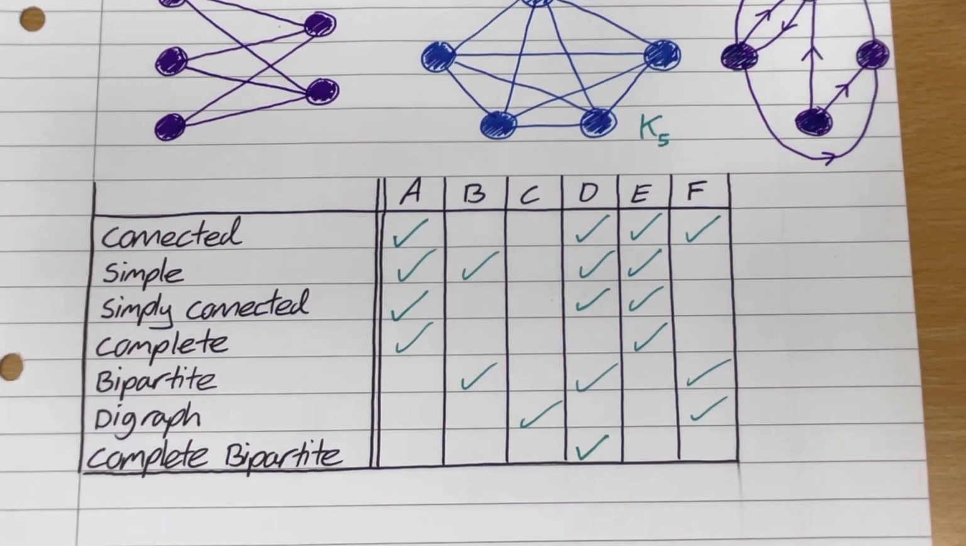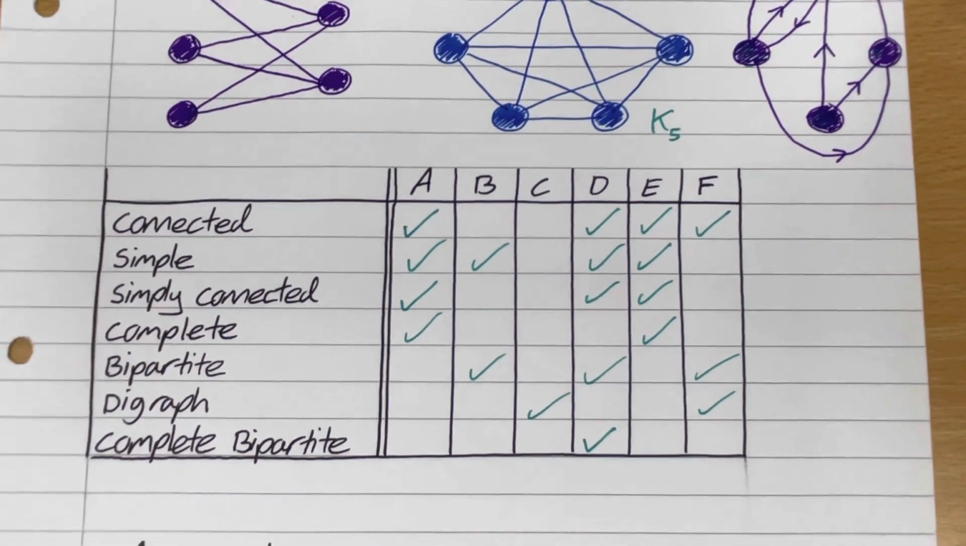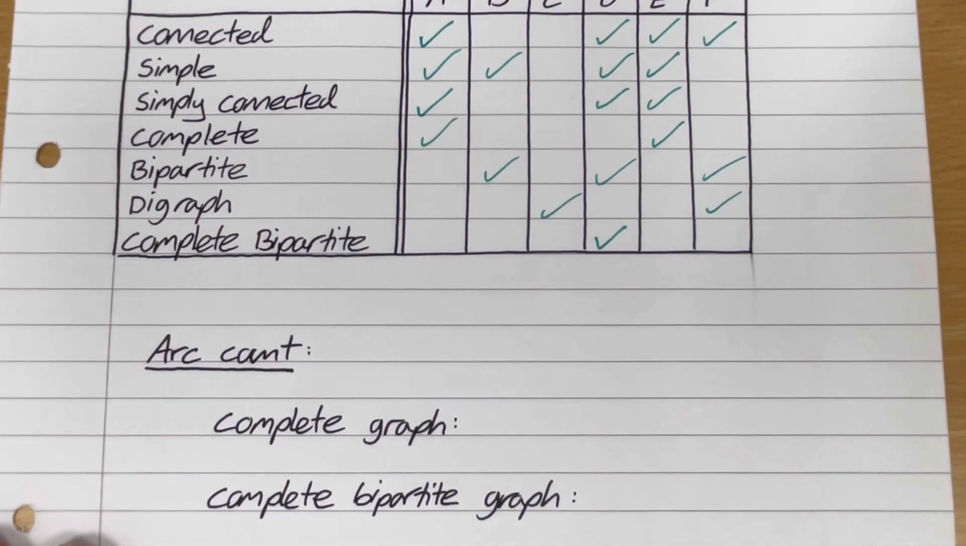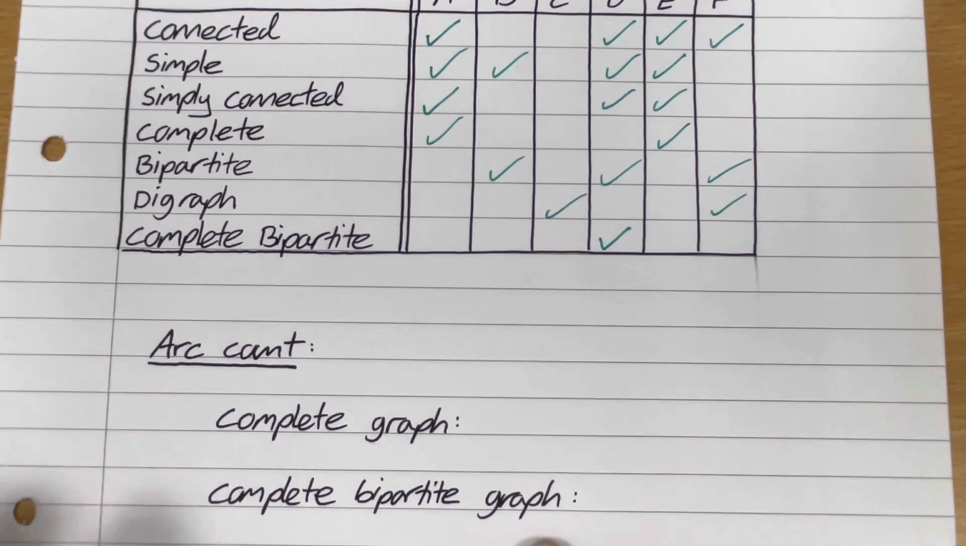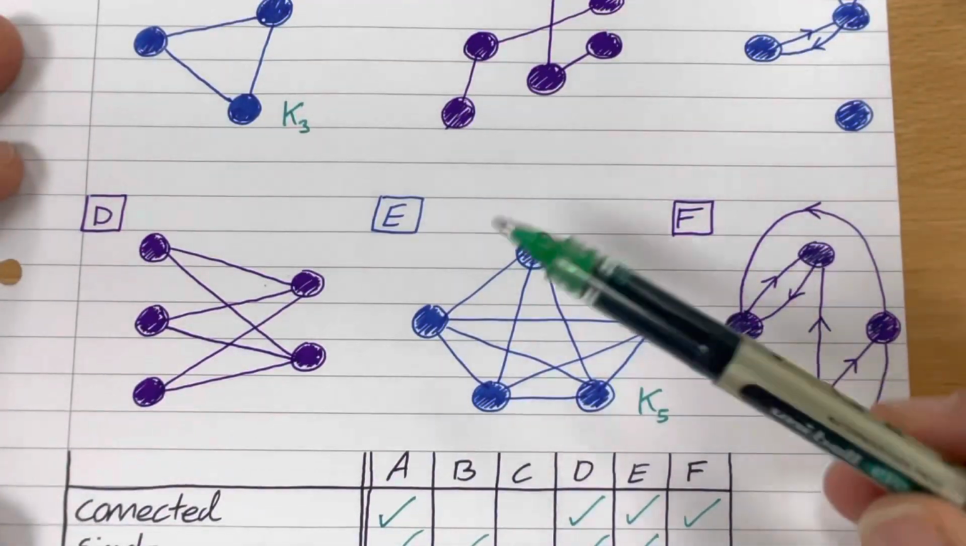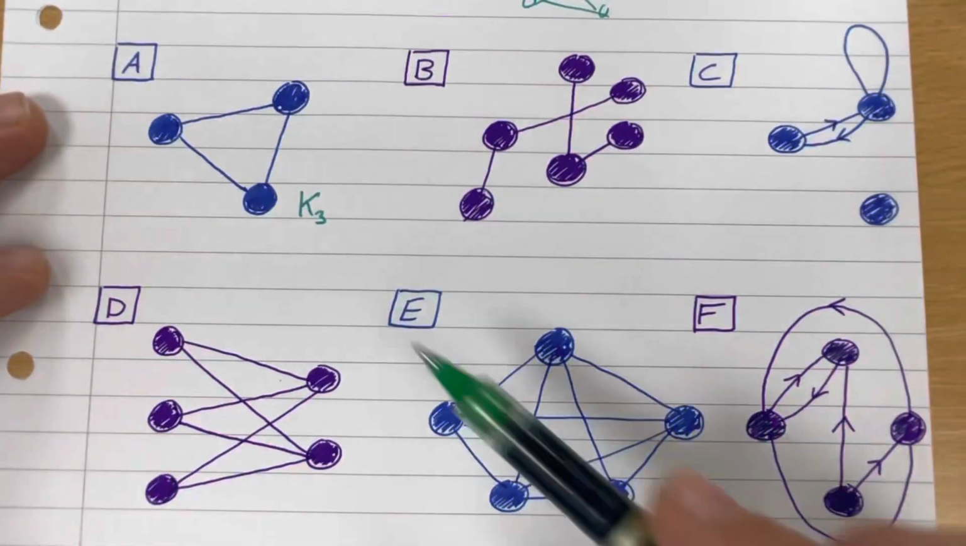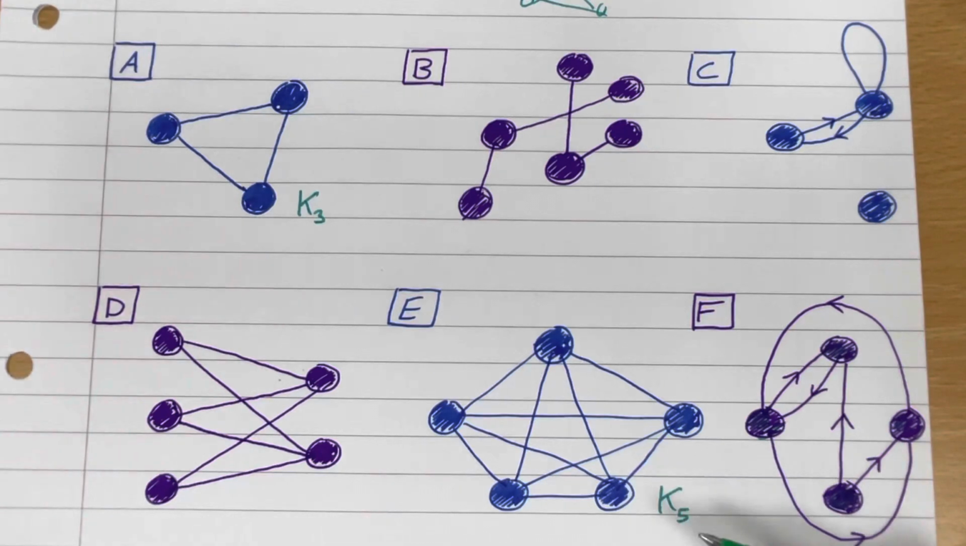Okay, and before we look at trees, which is the last page for this video, I want to look at arc counts. So we're going to have a look at the complete graph, and we're going to have a look at the complete bipartite graph. Okay, so the complete graph, we've got two here. We've got K3 and K5, but you can have Kn, which would have n nodes, and every node is attached once and only once to every other node.